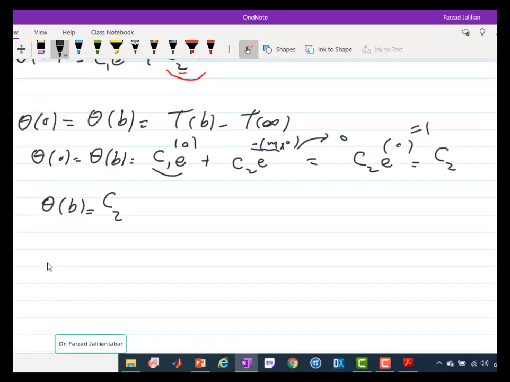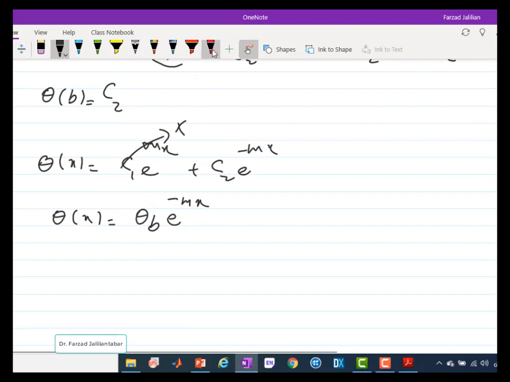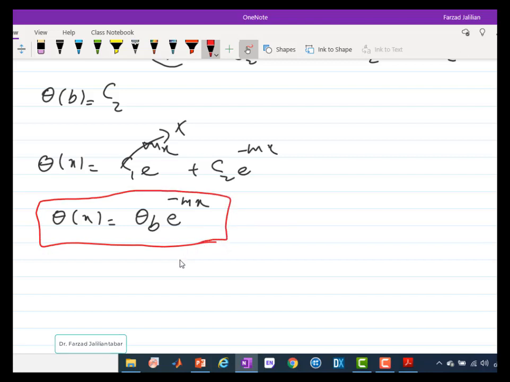Then let's go back to our general equation, theta x equal to C1 e power mx plus C2 e power negative mx. We cannot have C1 because of the condition I told you, and C2 is theta B. So we will have theta x equal to theta B e power minus mx. By this way, we found the solution for the general equation.